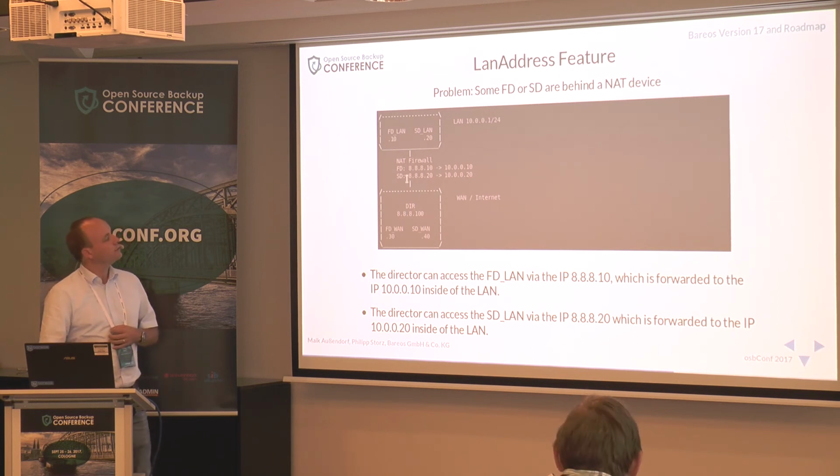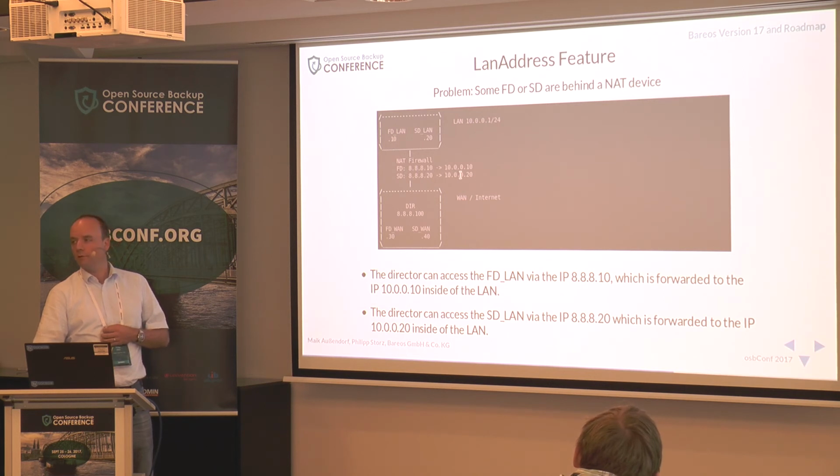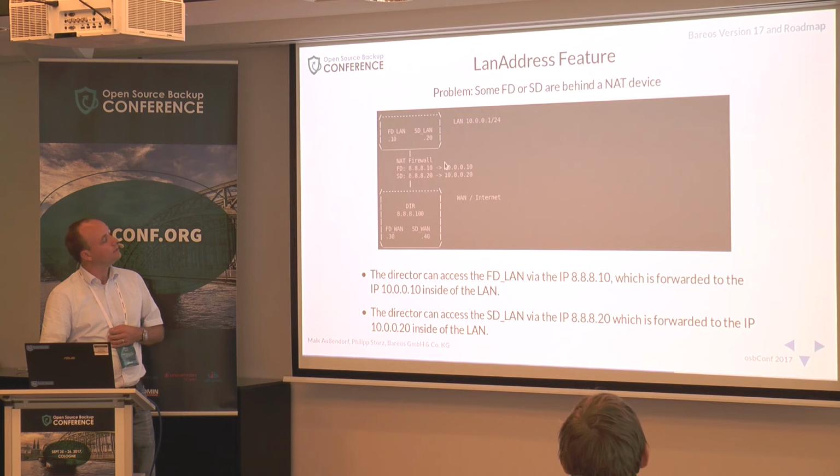But unfortunately in this case, when the director wants to talk to the storage daemon, it needs to connect to 88820 in this case, and this is translated to 10.0.0.20. But if you want to make a backup of this one that should go here, then of course it should not use 88820, but 10.0.0.20, because it's inside of its subdirectory, subLAN.